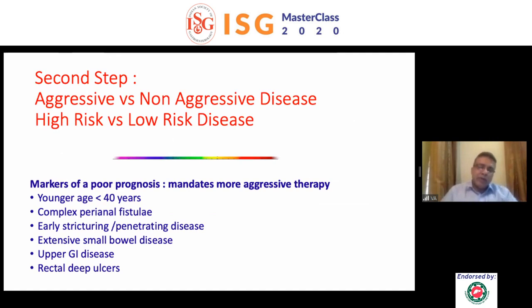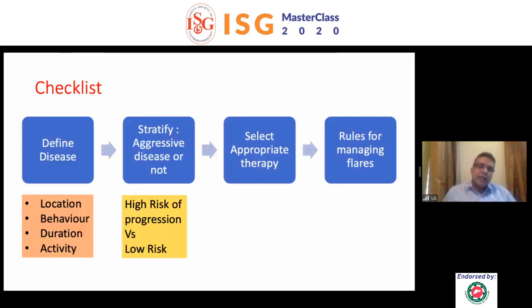So these are 4 or 5 factors which should come to your mind, and they should help you in deciding, in stratifying. Is there a high risk of progression or low risk? And these are points which should be entered in your OPD file. And this has got nothing to do with any research setting.